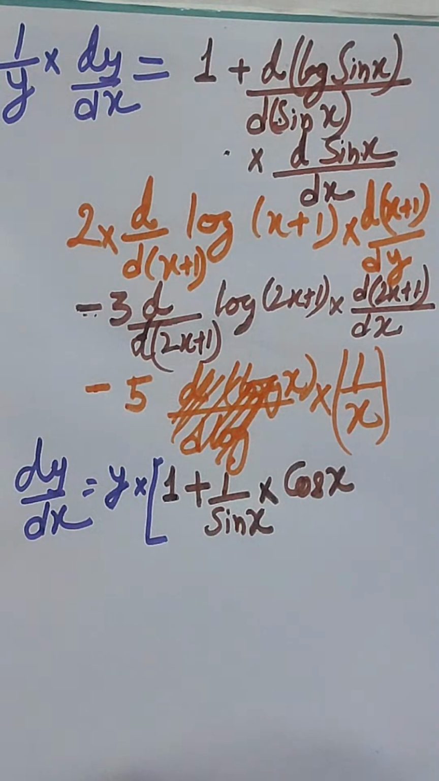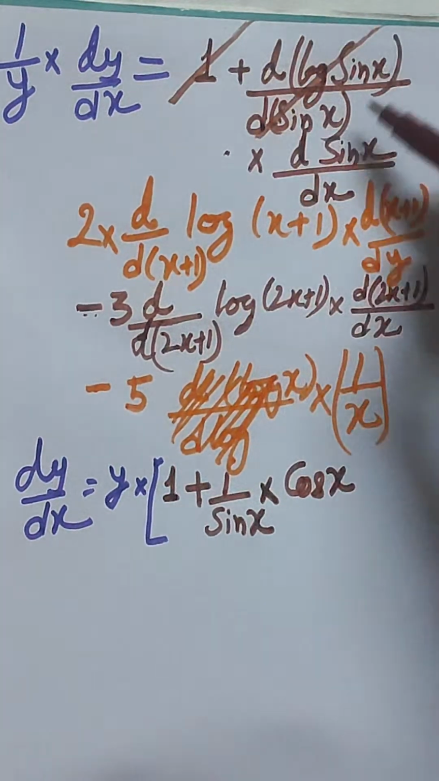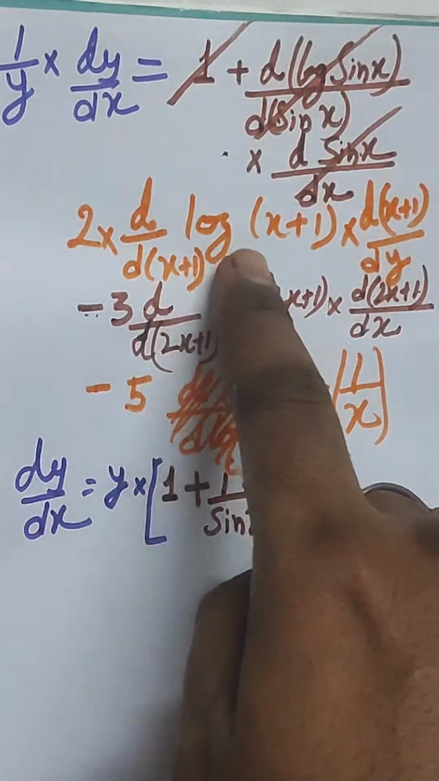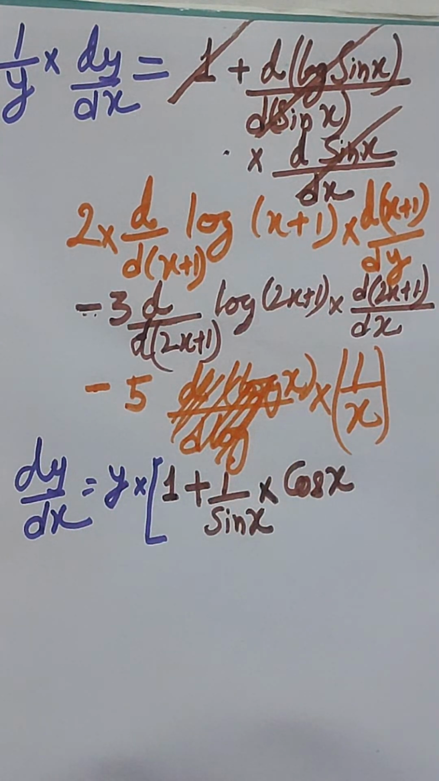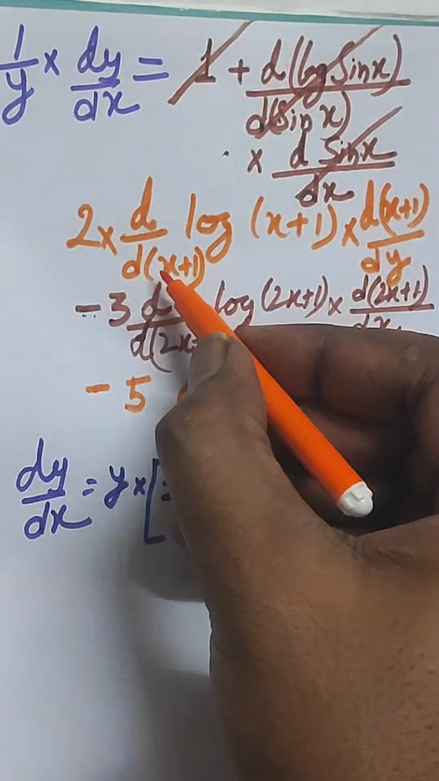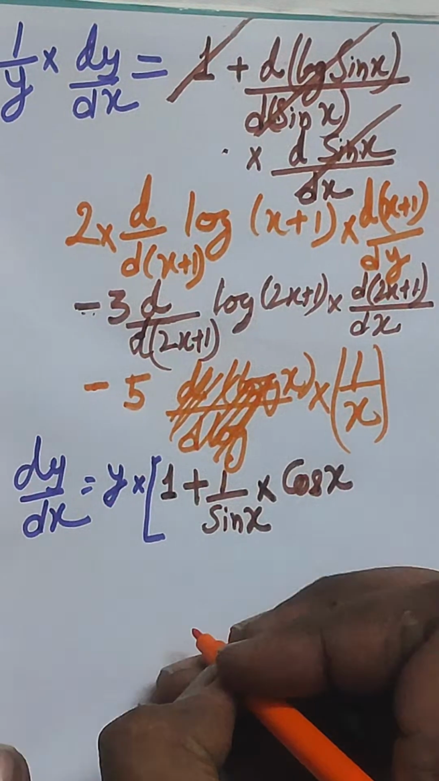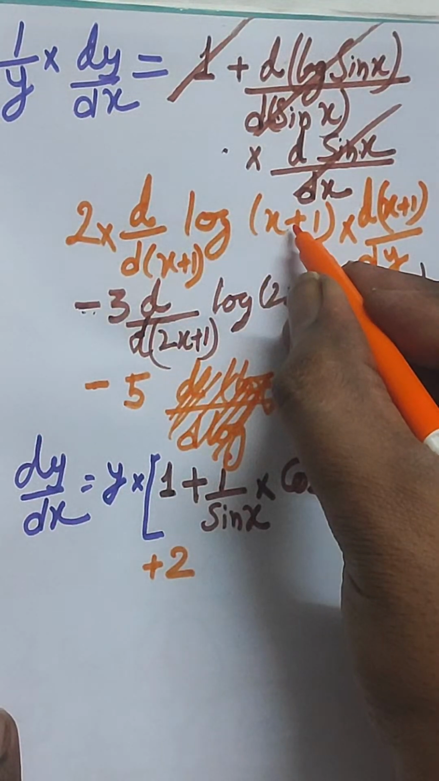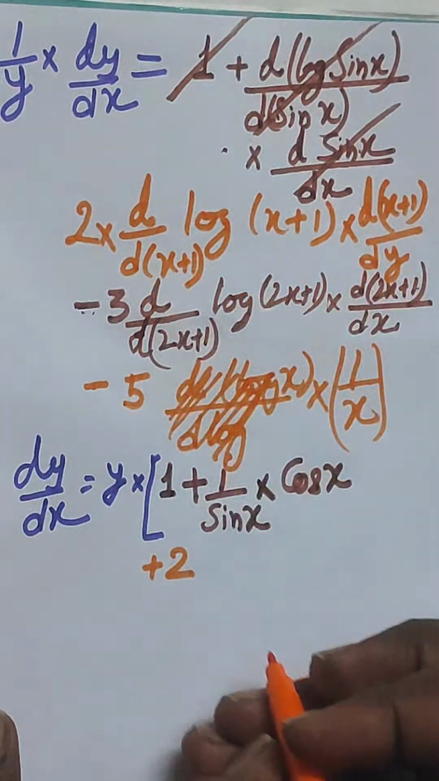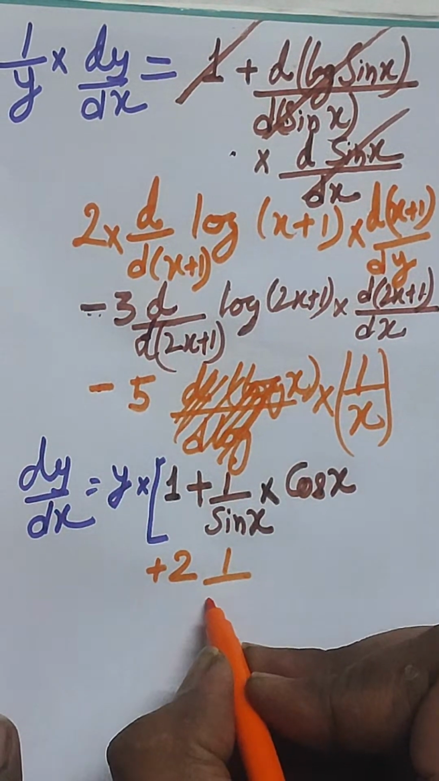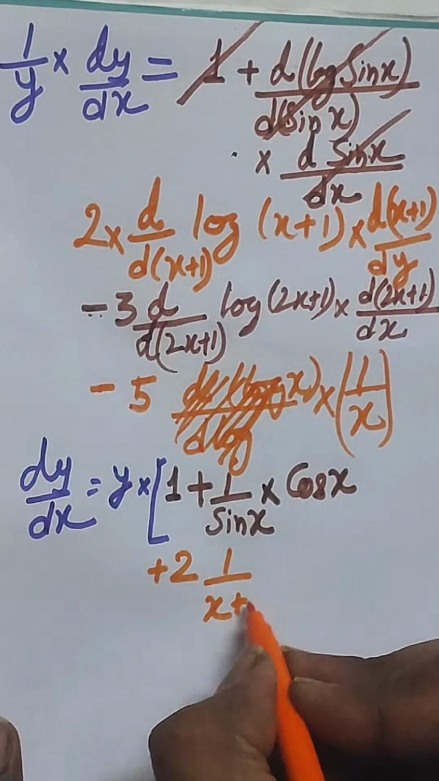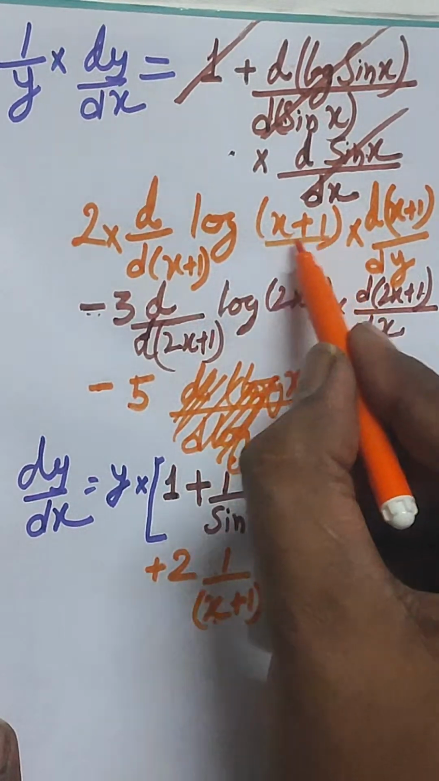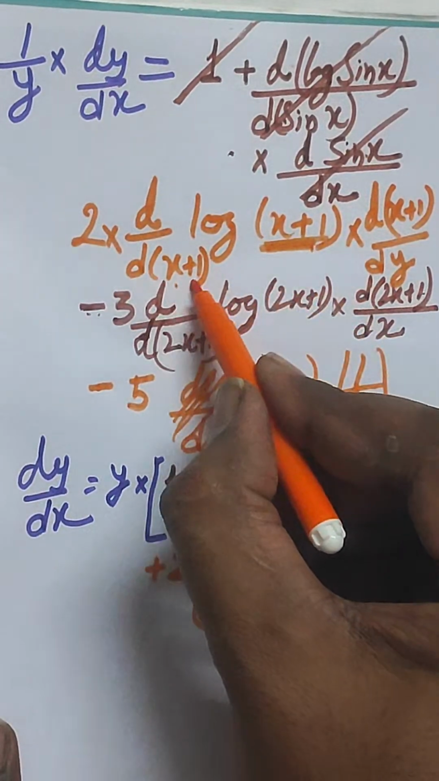So in this way, we have taken this term and this term, right? Now we are left with this one, right? So d by dx of x plus 1 will be like this, plus 2 times log of any function, differentiation with respect to the same can be written as 1 by that function. So it will be minus 2 plus 2 into 1 by x plus 1, because log of x plus 1 needs to be differentiated with respect to x plus 1.